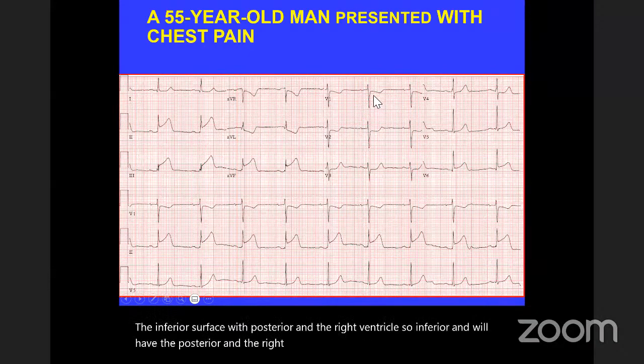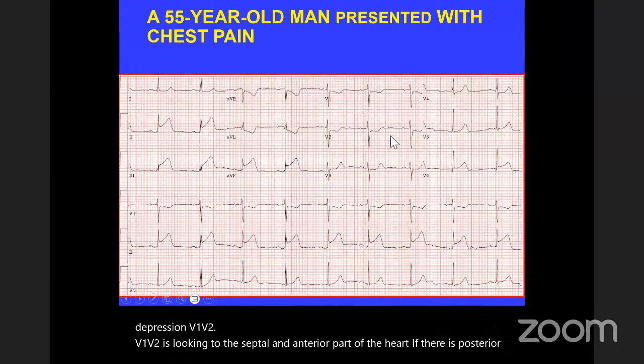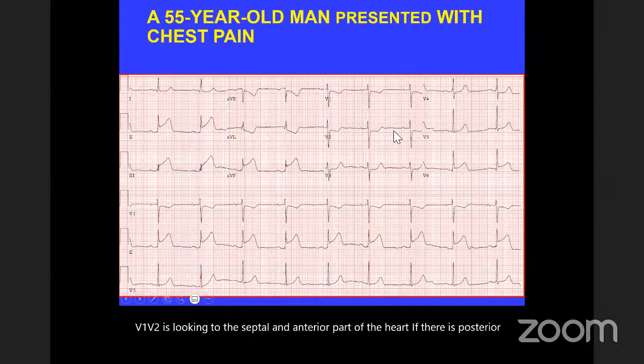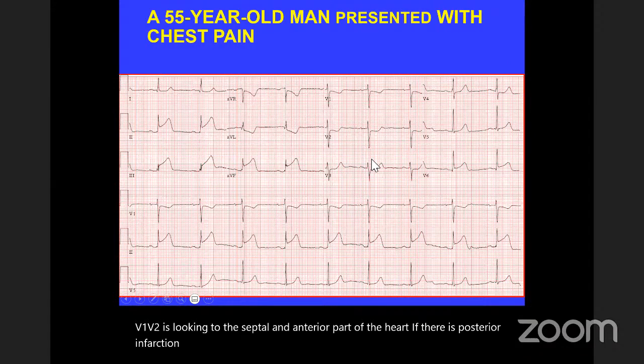V1, V2 is looking at the septal and anterior part of the heart. If there is posterior infarction, we will not see ST segment elevation in this lead, we will see ST segment depression. So if you have inferior myocardial infarction and you have ST segment depression in V1, V2, think about posterior myocardial infarction. How to confirm it? We call posterior lead ECG. Yeah, by placing posterior leads, and we'll show you how to do posterior leads.